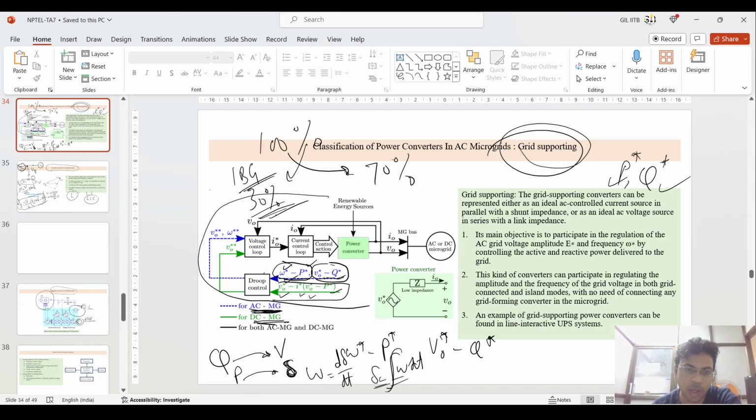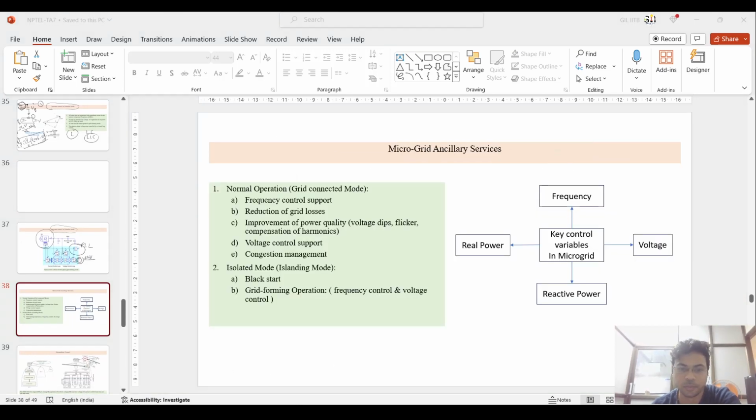For the DC microgrid, there is no concept of frequency. So what will you take as the reference? You will take the P star reference, which will be multiplied with the I star, then take the difference. Okay, that reference will go. So that kind of architecture is there.